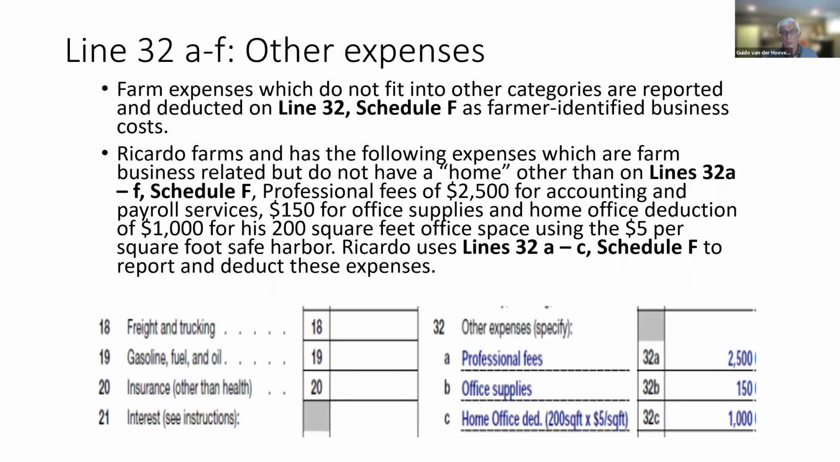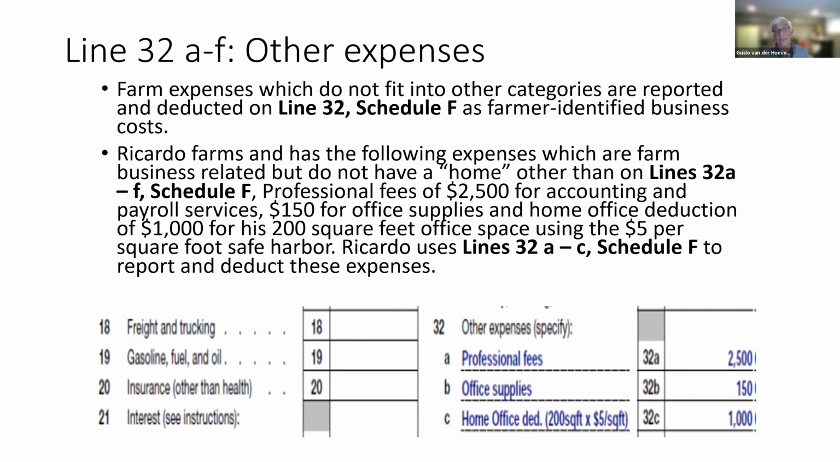So what about other expenses? Well, there's a whole mess. We had other farm income at line 8 at the top. Well, this is line 32, lines A through F that we have here. These are going to be farmer identified business costs. It could be professional fees for accounting or legal work or payroll services. Could be $150 for office supplies or whatever. And here you just illustrate those. I've got those there for you.